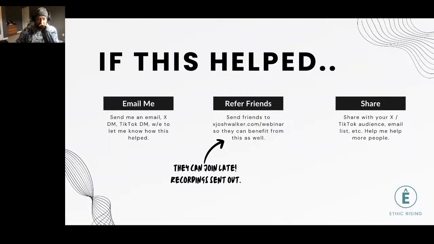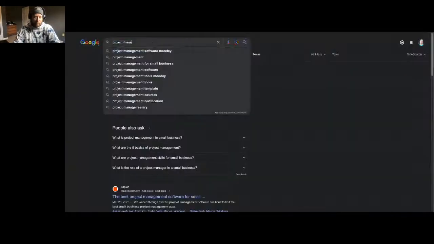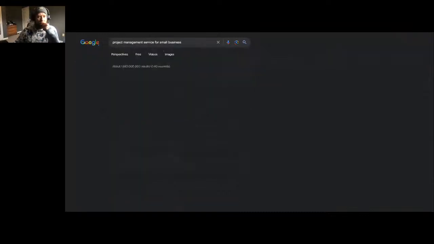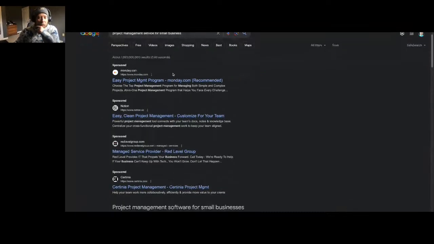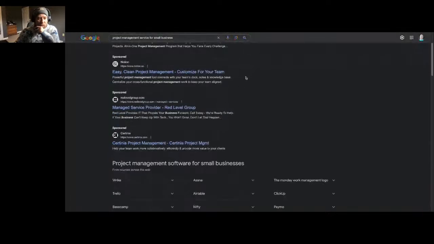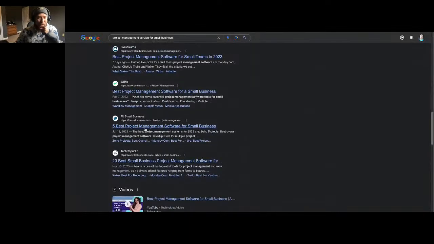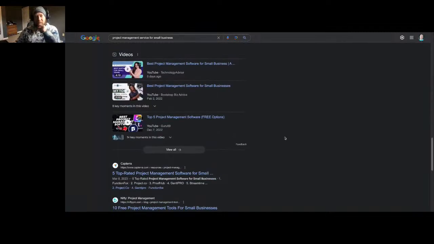I would go through here and say, okay, what are we doing? There's a lot of software for small businesses. I don't see a lot of services. So maybe project management service for a small business. Bunch of software, managed service provider. Yeah, a lot of project management software for small businesses. So that's really interesting because I'm not seeing a lot of, let's try project management.